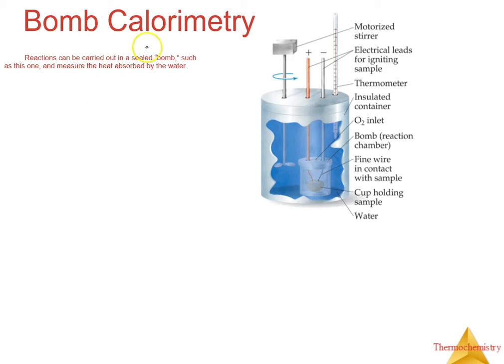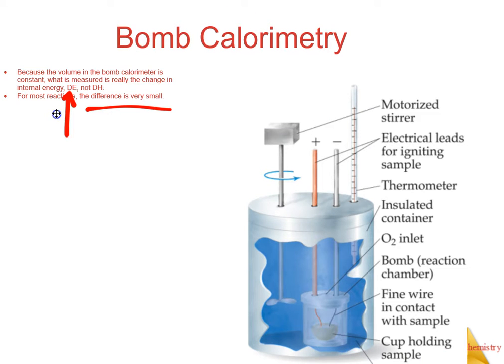All right, here you go. There's none of this on the test, so I'm going to blow through this as fast as I can. Bomb calorimetry can be carried out in a sealed container as well to measure the heat absorbed by the water. They are much more efficient. Because the volume of the bomb calorimeter is constant, what is measured is really the change in internal energy, not the enthalpy. For most reactions, this difference is very small. That's why we don't really care about it. But just know, hey, there are two ways to do calorimetry.